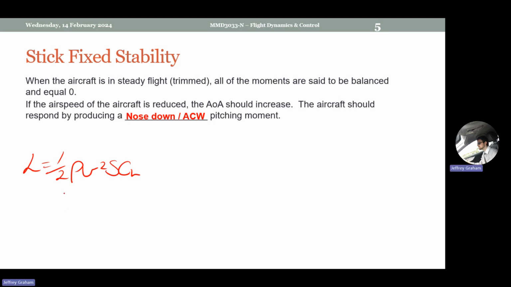Half rho V squared S C_L, so density, velocity squared, area, coefficient of lift. In trimmed condition, that will equal the weight. So at any particular point, we can assume the weight's fairly constant for a short period of time. Obviously, the aircraft is burning fuel, but for a matter of minutes or seconds, we'll assume this is constant. So if that number is fixed, we need to make sure that the lift is fixed as well.